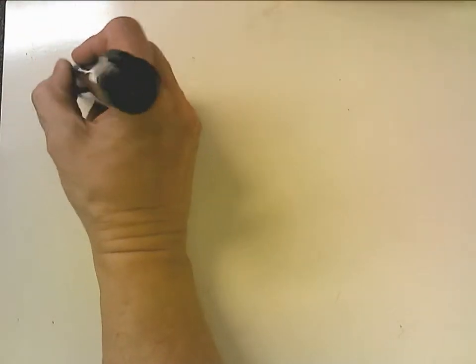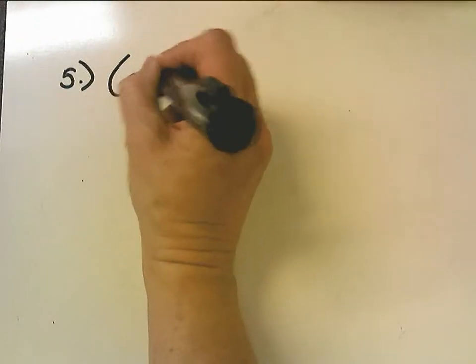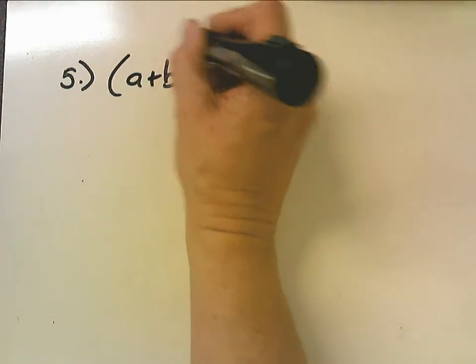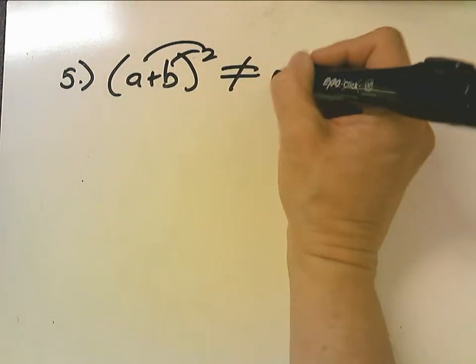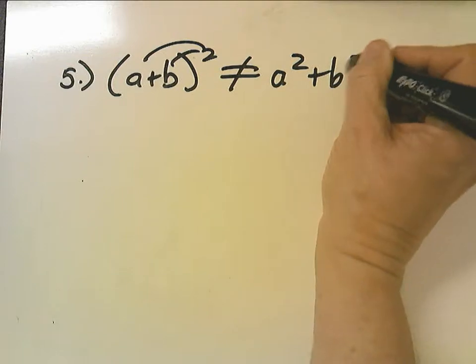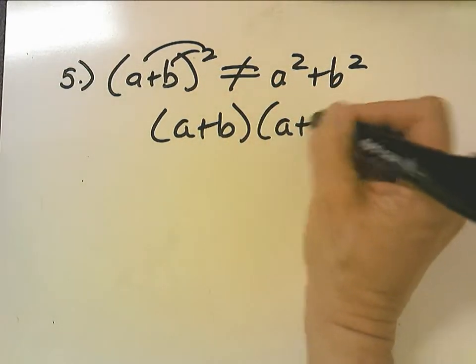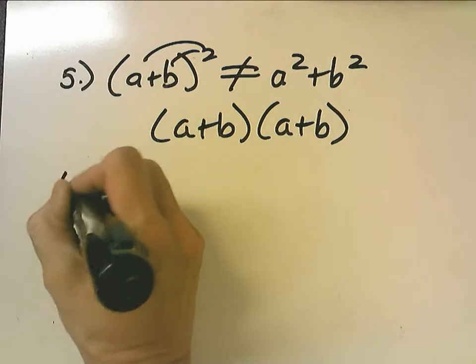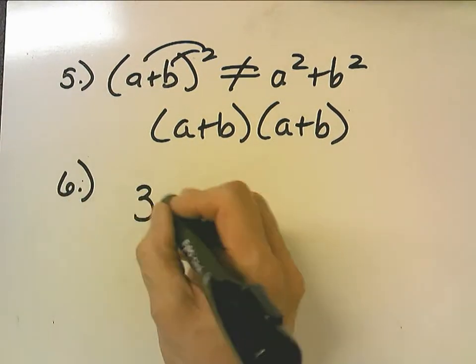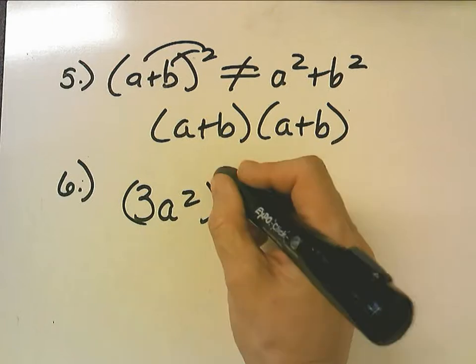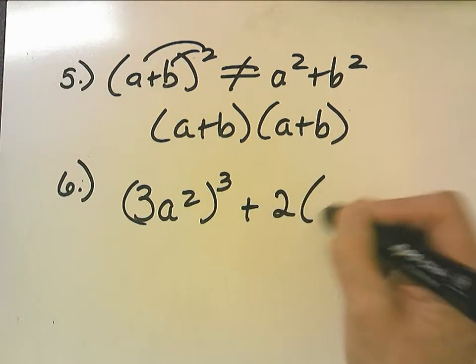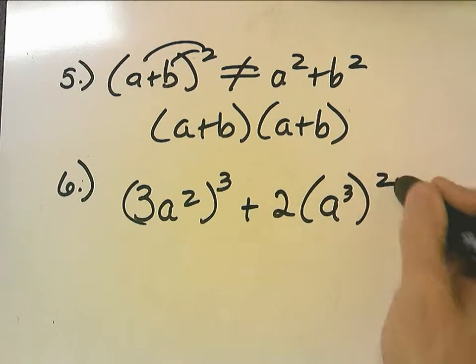Okay. Now, number 5, all you need to know about number 5 is a plus b squared is not and never will be a squared plus b squared. All we know how to do so far is a plus b squared is a plus b times a plus b. Number 6 is 3a squared cubed plus 2 times a cubed squared.